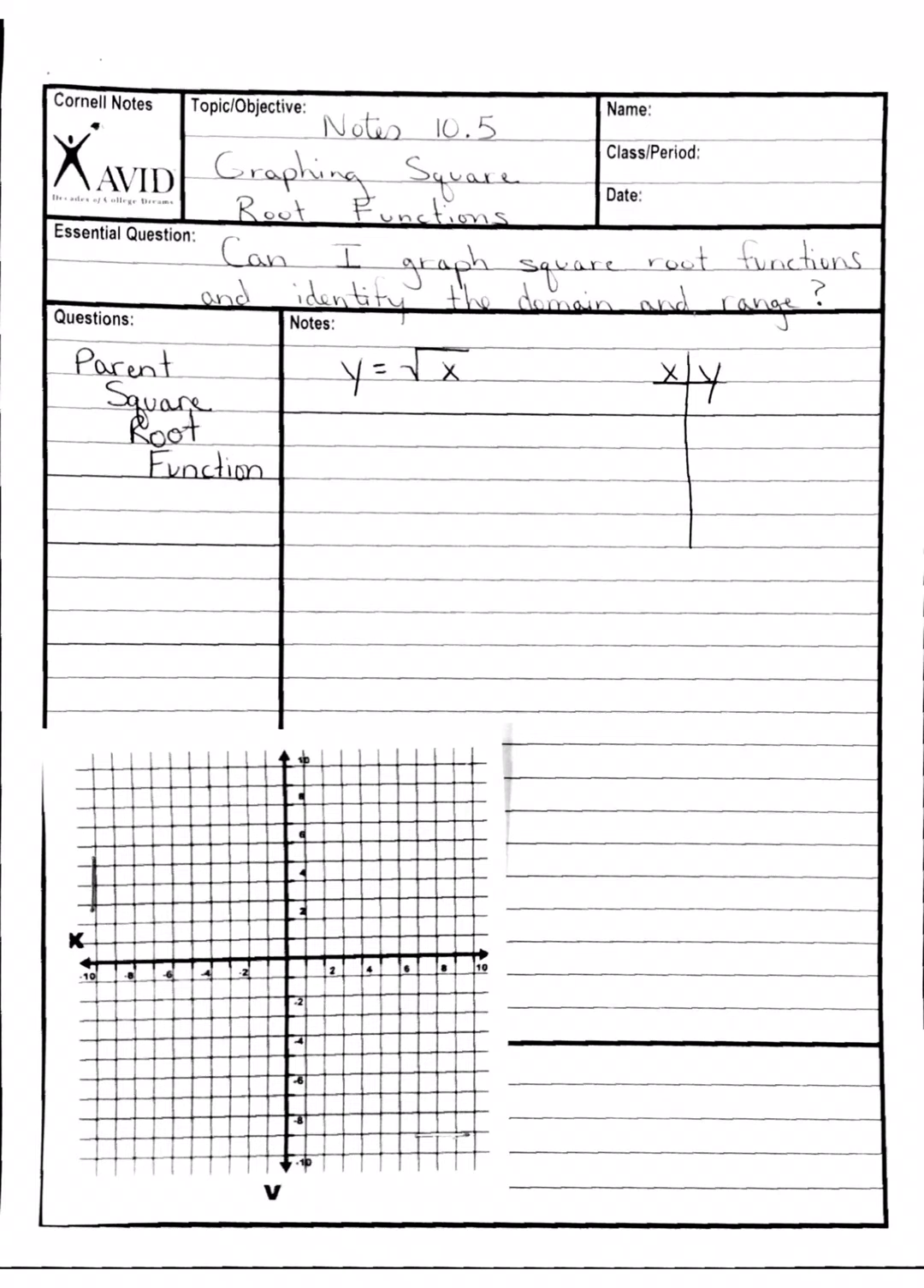So as we look at notes 10.5 here, we are still looking at square roots and functions that have square roots, and we're going to talk about graphing them and what that looks like. So can I graph square root functions and identify the domain and the range? So if we look at our parent square root function, y equals the square root of x.